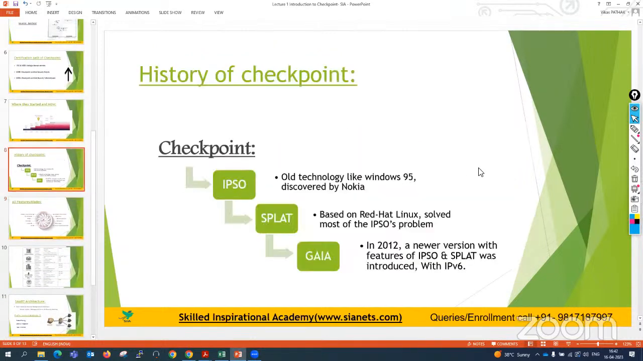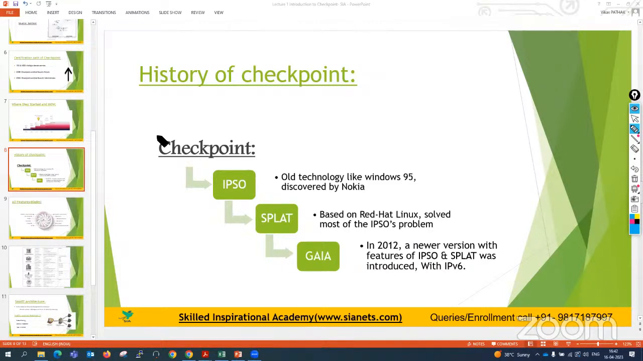Okay, let's start here. Till here, I have given you a basic understanding of the batch, the course, and the Checkpoint firewall, like how it works. Now let's start with understanding the Checkpoint firewall. Till here, I have given the understanding of the batch and the course content. Now let's start with the Checkpoint.